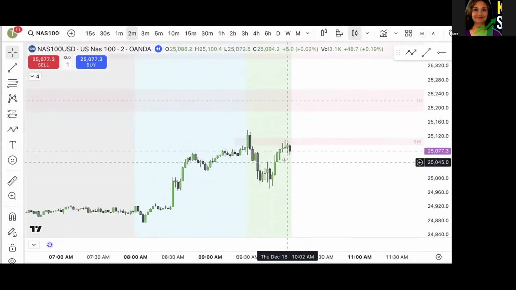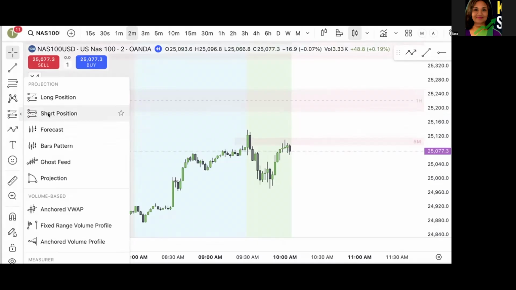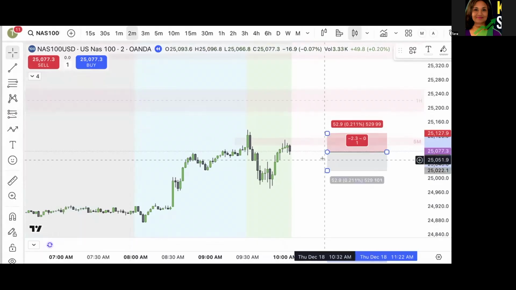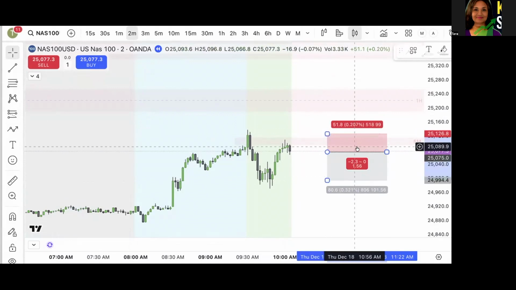Okay, and so there's our engulfing candle. And we would enter the trade here. Maybe down to about here with our stop above the highs.